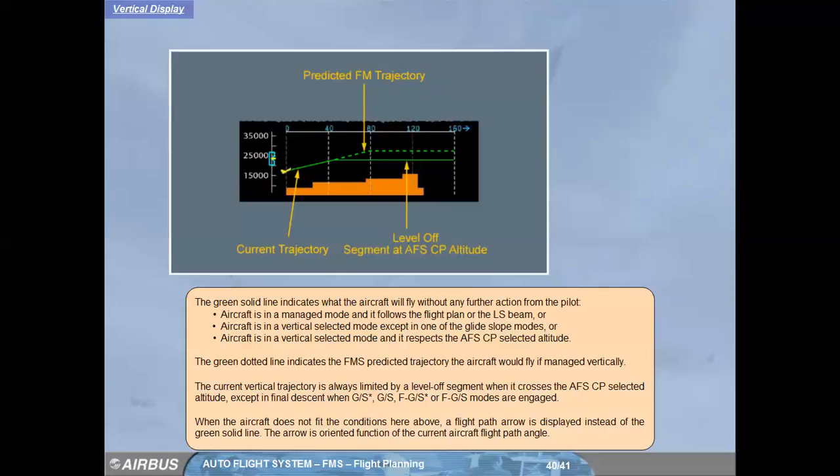When the aircraft does not fit the conditions above, a flight path arrow is displayed instead of the green solid line. The arrow is oriented as a function of the current aircraft flight path angle.